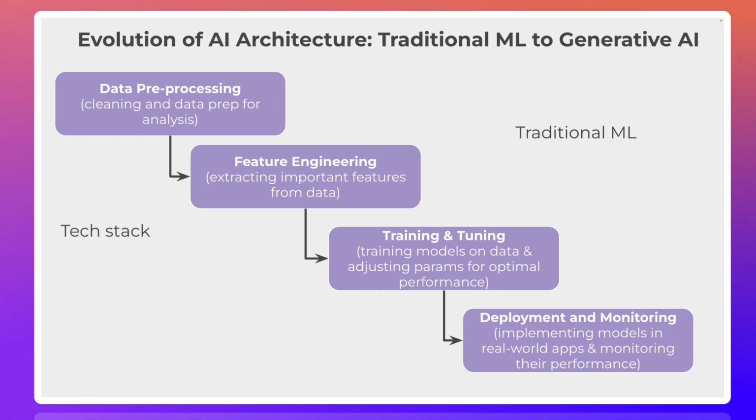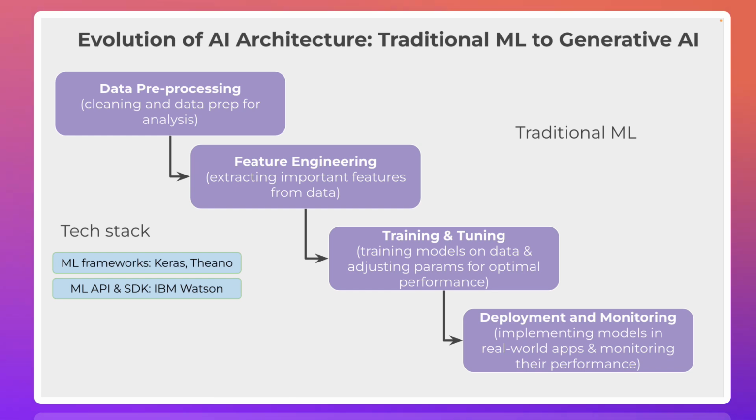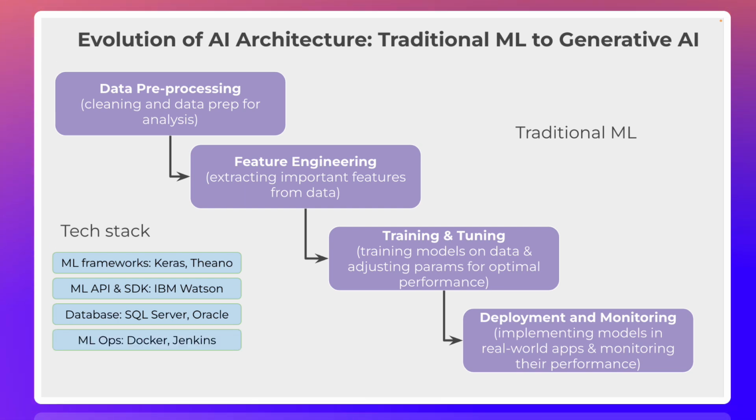Usually the tech stack for such a structure would involve machine learning frameworks such as Keras or Theano, and also machine learning APIs and SDKs. There are many out there, but one would be, for instance, IBM Watson. Then databases like SQL Server, Oracle, and many others, and of course machine learning ops, in this case all the tools that allow the entire workflow to work. Docker and Jenkins could be part of this tech stack.